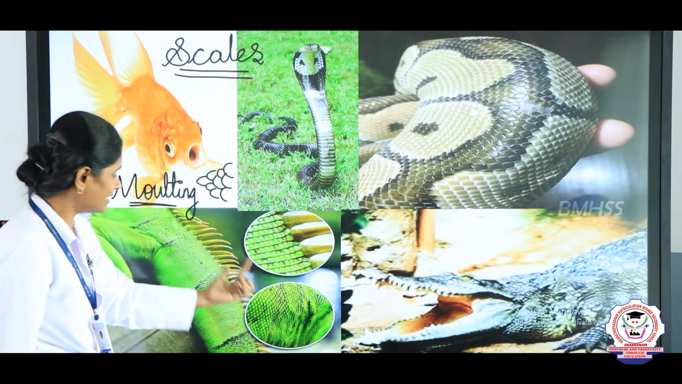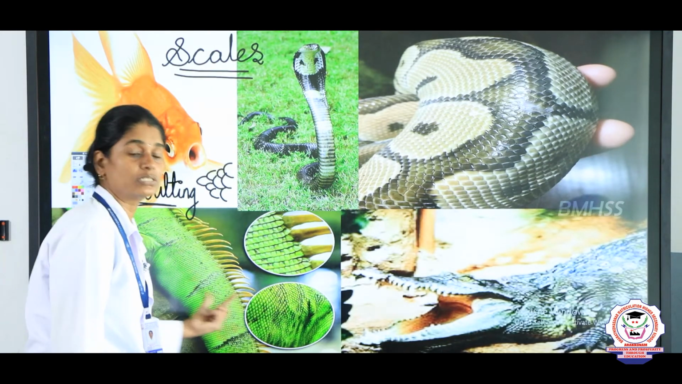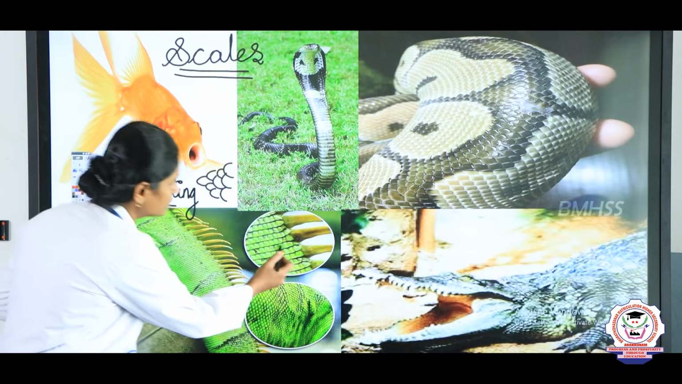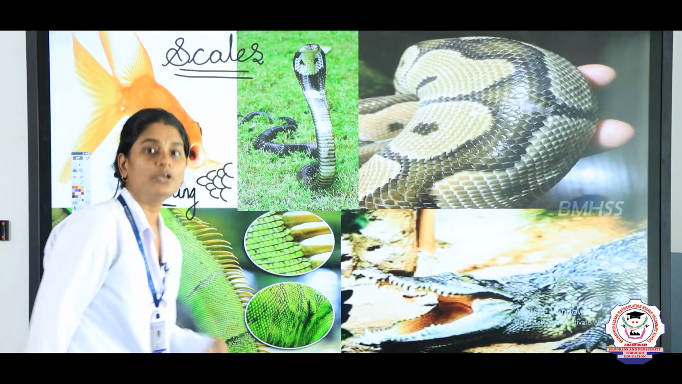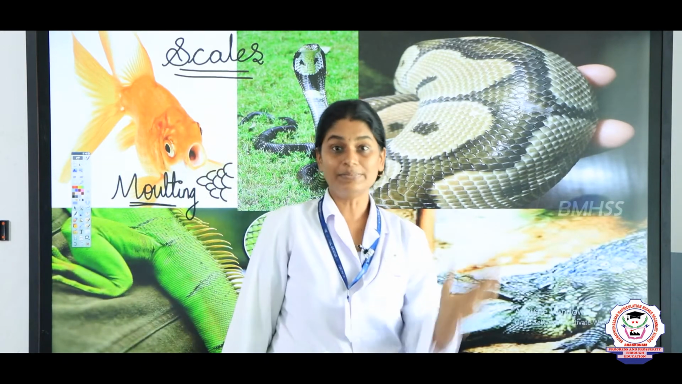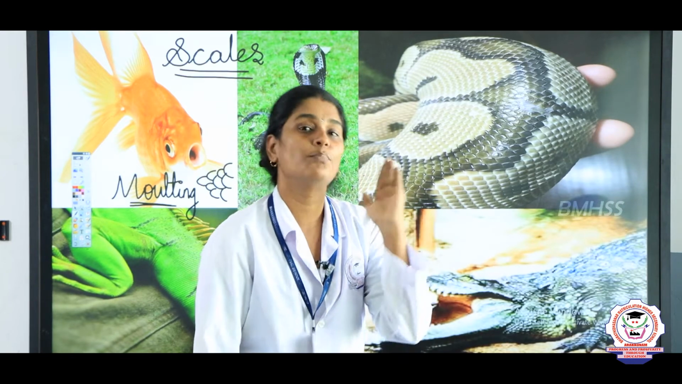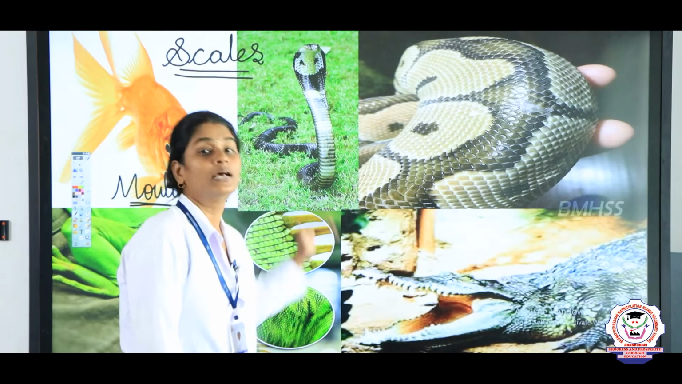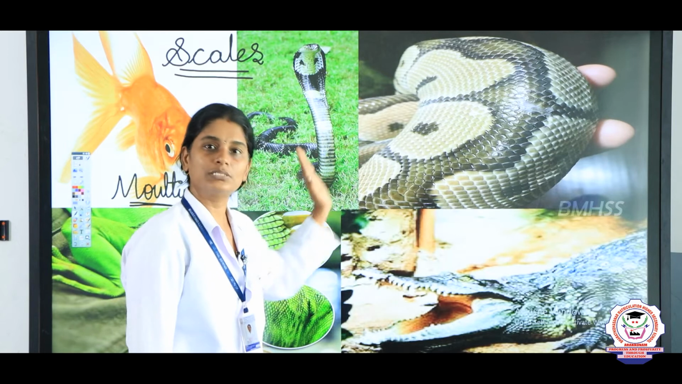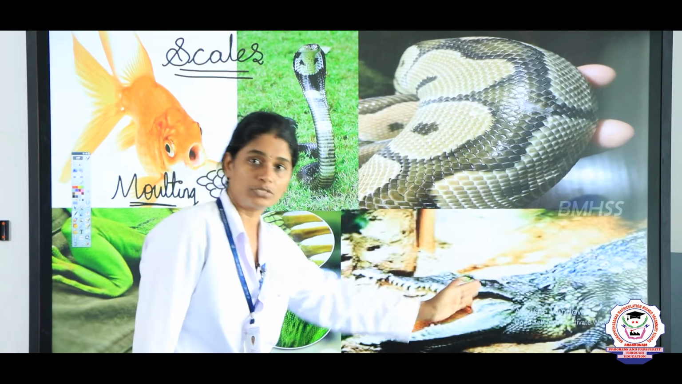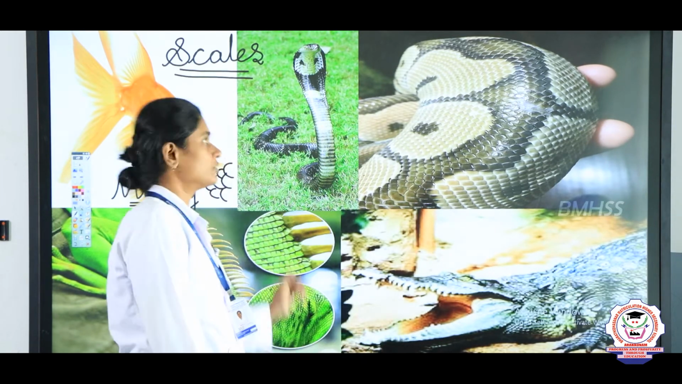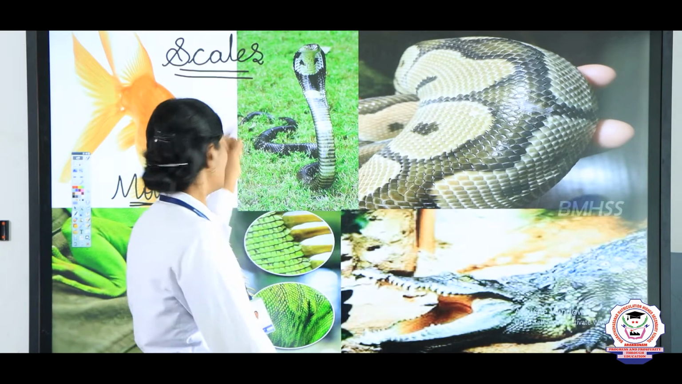And also you can see lizards, chameleons. In lizards also, the body covering is made up of scales, right? So now you have learned what the animals are that have scales as a body covering. Yes: lizards, chameleons, snake, fish, and of course crocodile, right? So first one cuticle, second one scales.